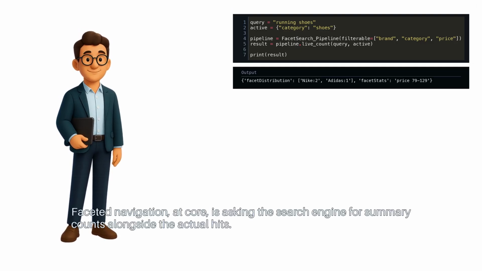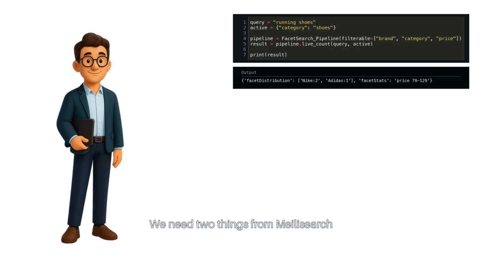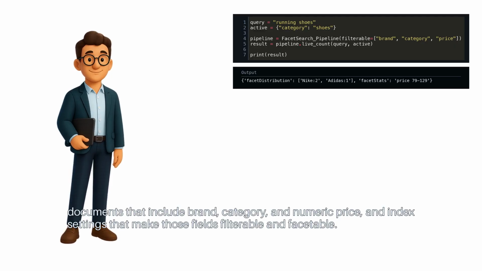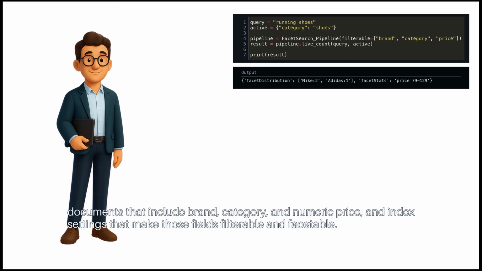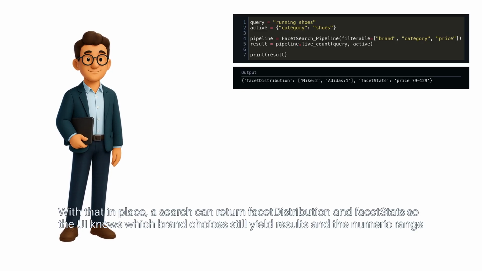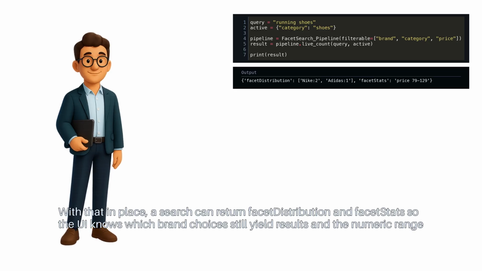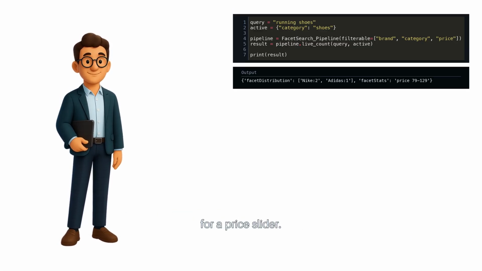Faceted navigation at core is asking the search engine for summary counts alongside the actual hits. We need two things from Meilisearch: documents that include brand, category, and numeric price, and index settings that make those fields filterable and faceable. With that in place, a search can return facetDistribution and facetStats, so the UI knows which brand choices still yield results, and the numeric range for a price slider.